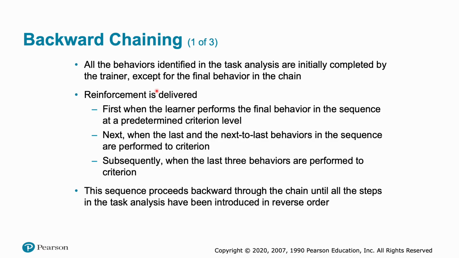So an example could be if you're teaching a child to tie their shoes, you would complete the entire behavior chain for them, and then all they have to do at the very end is just pull the 2 loops together. The response effort is very low, and the reward is that their shoe is tied, and they get to run around and do whatever it is that they were doing. Okay, this sequence proceeds backwards through the chain until all steps in the task analysis have been introduced in reverse order. So let's look at the next slide.